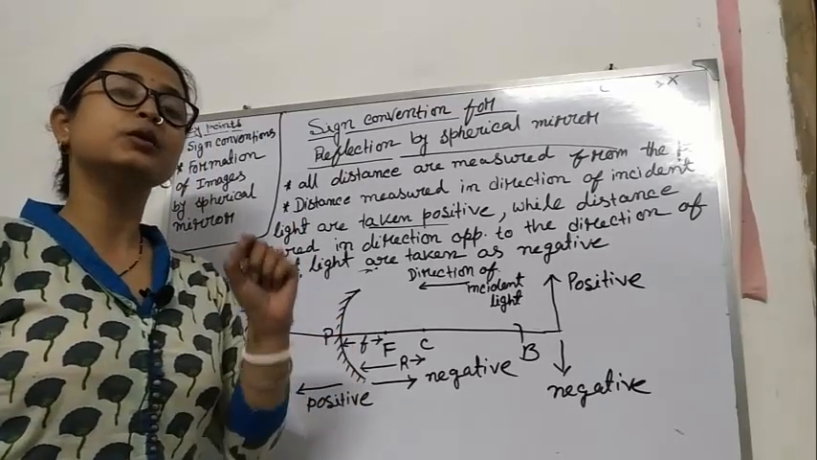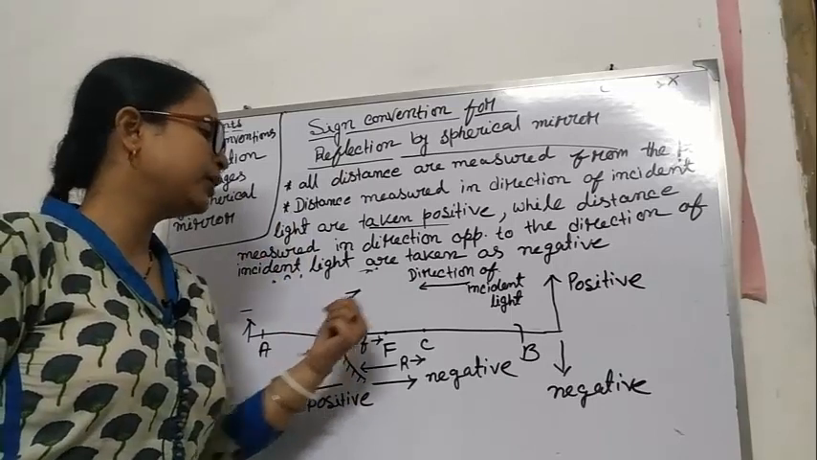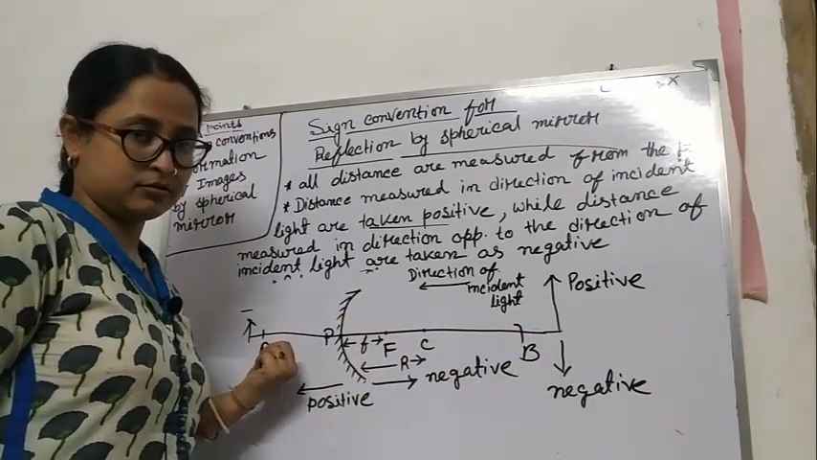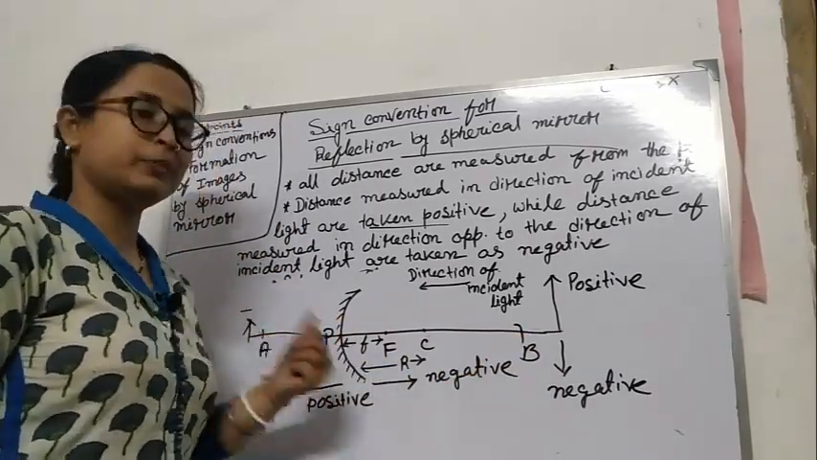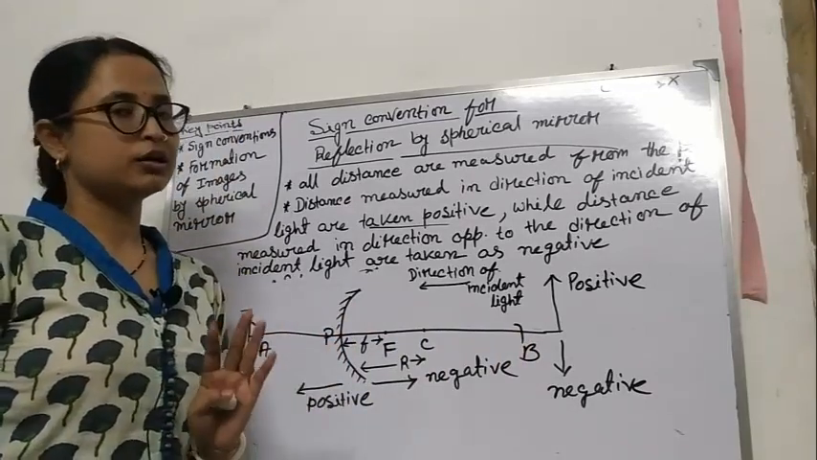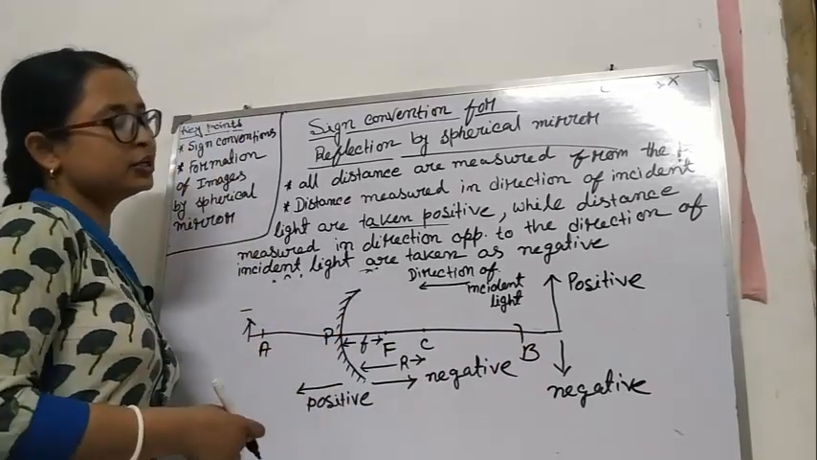That means the starting point should be the pole, like this, PB, PA. You cannot measure BP or AP like this. You have to start from the pole. Clear? Now another point is also there.